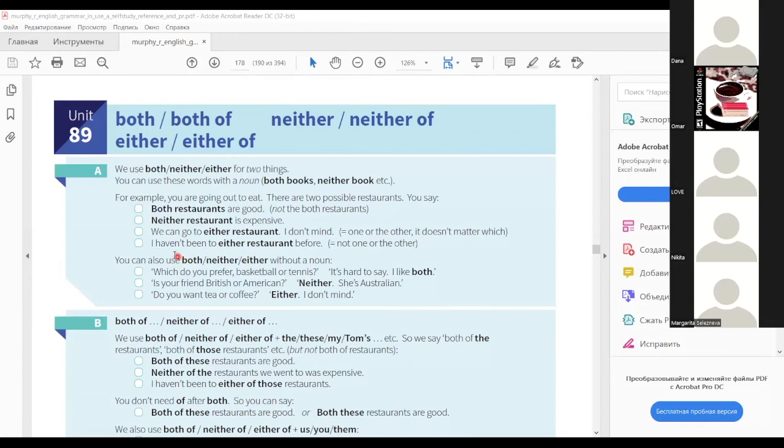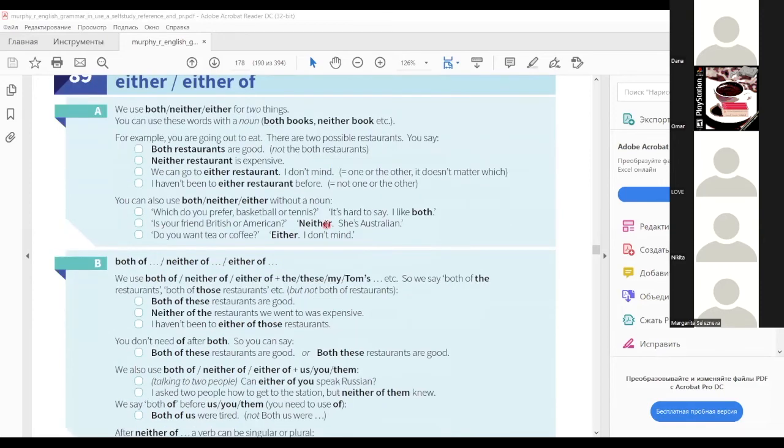Либо вы говорите I have been to neither restaurant before. Ни в одном из них. Но тогда у вас I have been. Don't forget this, please. Also without a noun. Like, which do you prefer? It's hard to say. I like both. Is your friend British or American? Neither. She's Australian.